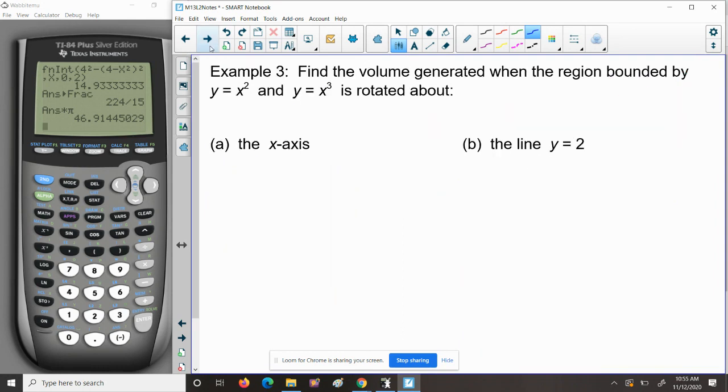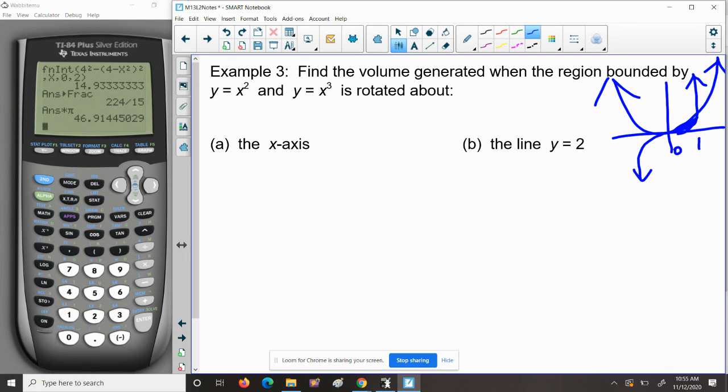All right, let's try one more. This time we're looking at the region bounded by x squared and x cubed. Okay, so x squared and x cubed. I'm actually going to just make it smaller on this one. Okay, there's our x cubed, and then we need our x squared. All right, so we know these are equal to each other at 0 and 1. That's going to be our interval.